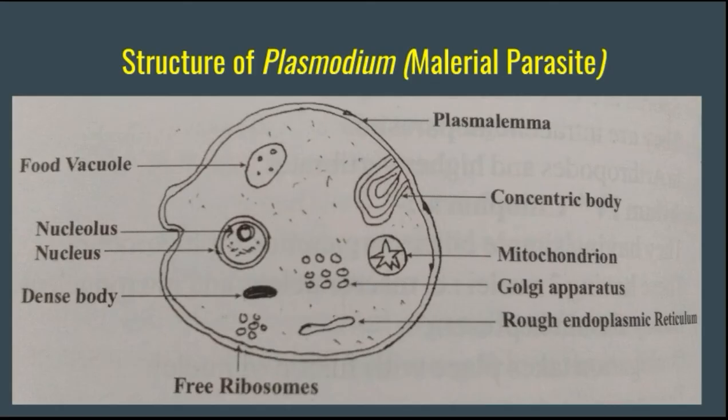Next, a double layered concentric body is found in the cytoplasm. It originates from the plasmalemma, and it was first described by Rudzinska et al. in 1965. This suggests that the concentric body serves the function of mitochondria. You have seen here the concentric body, which is called the mitochondria. It means the powerhouse of the Plasmodium cell.